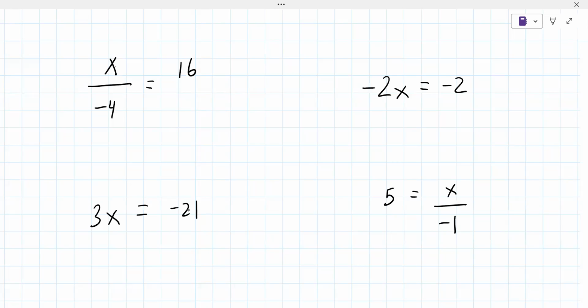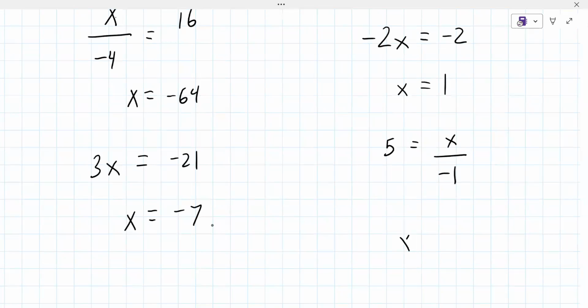First one is x equals negative 64. Second one is x equals negative 7. Third one is x equals 1. Fourth one is x equals negative 5. All right, all correct. Well done.